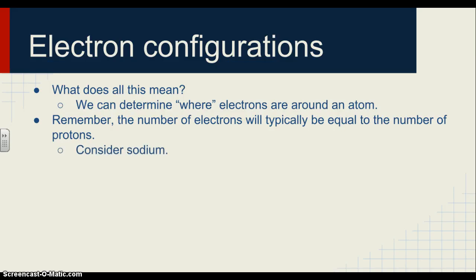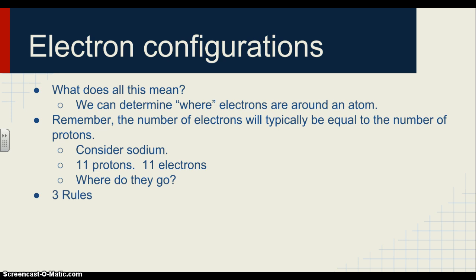Okay, let's consider the element sodium. Its symbol is Na. So turn to your periodic table, find Na, sodium. And we'll look at it, and we'll see, oh, it's got an atomic number of 11, which means there's 11 protons, which means it's going to have 11 electrons. So we have to find enough orbitals to stick 11 electrons into. Where do they go? Well, there's 3 rules we have to follow.